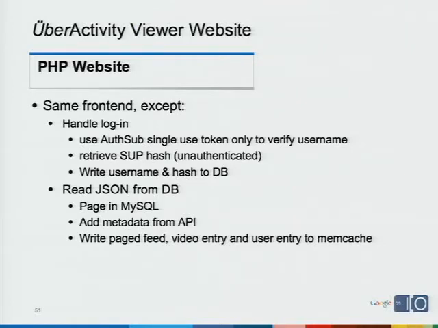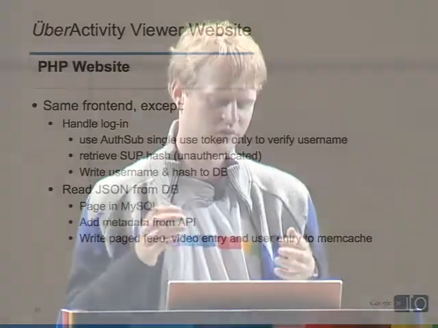This time, we really need to authenticate only once to get the hash that is in the sub feed. So the way AuthSub works is when you authenticate the first time, you get a single use token back, and you can use that exactly one time. Normally, you use it to send another request to get a session token. But this time, we don't really care about a session token, so we use the single use token to get the hash, and then we don't need it anymore.